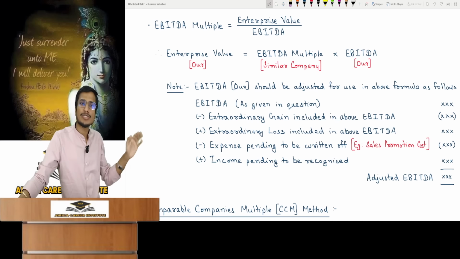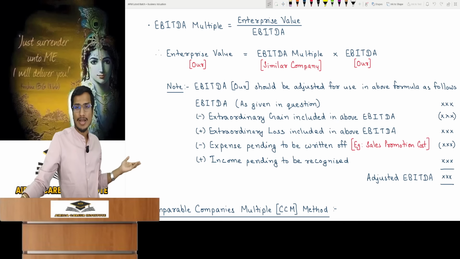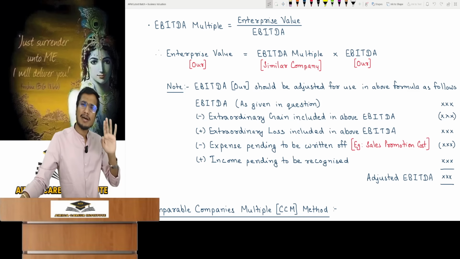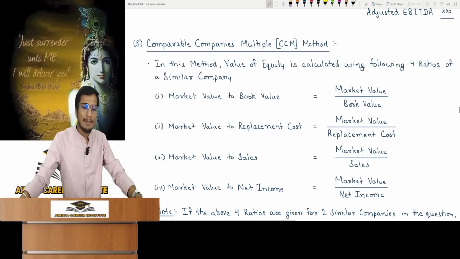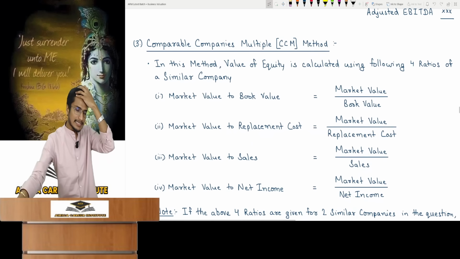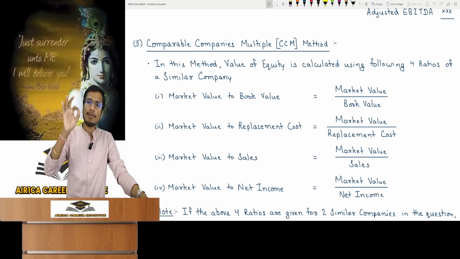Example, sales promotion. Similarly, if it says this is an income that is pending to be recognized in the books, then add it. You will get adjusted EBITDA. This adjustment only serves to lengthen the question. Next, come to comparable companies multiple, or the CCM method, also known as CCM. The logic is similar and easy.